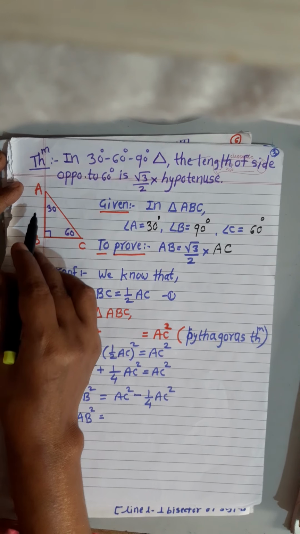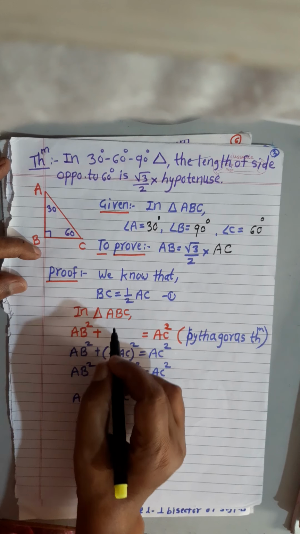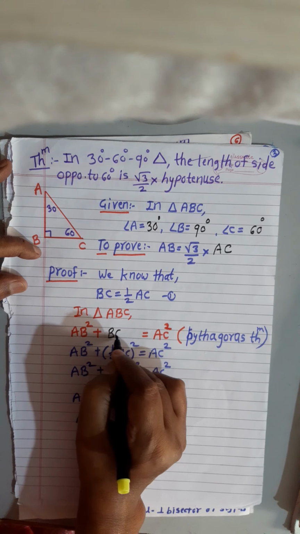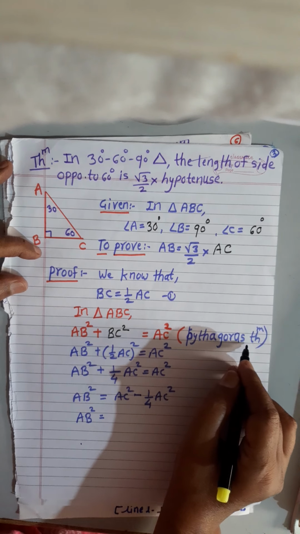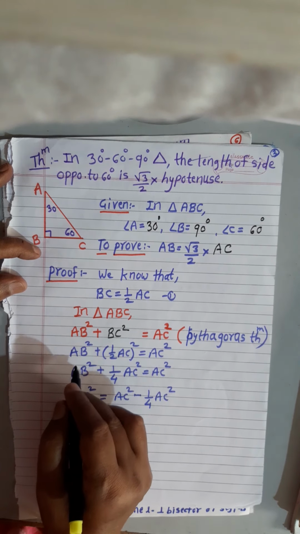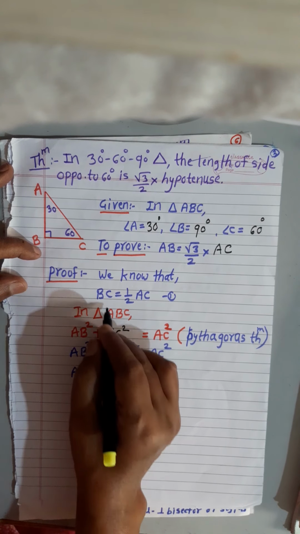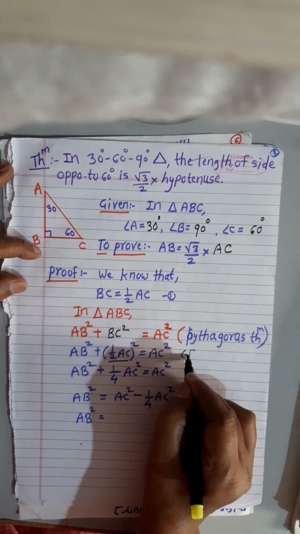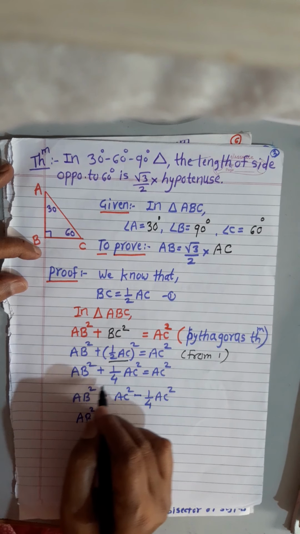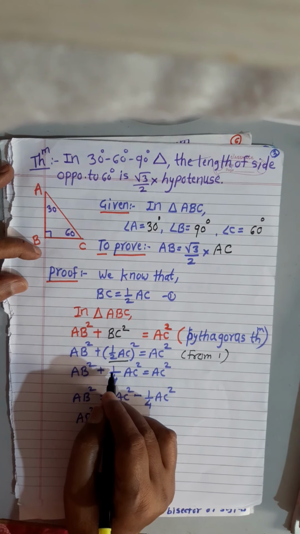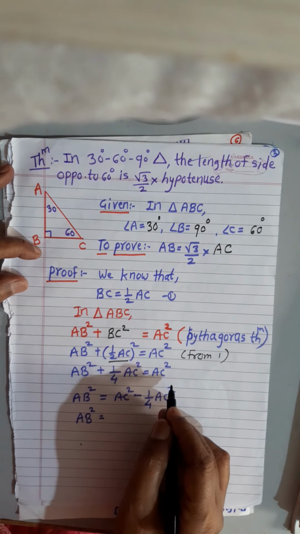Therefore now in right angle triangle ABC, AB square plus BC square equals AC square. Which theorem is this? Pythagoras theorem. AB square, write down as it is. Instead of BC write down half AC, bracket square, equals AC square. AB square plus, 1 square is 1, 2 square is 4, AC square equals AC square. Now take this term to that side.